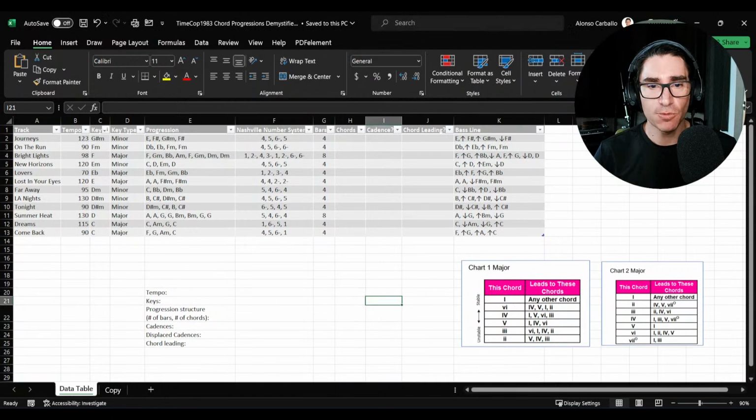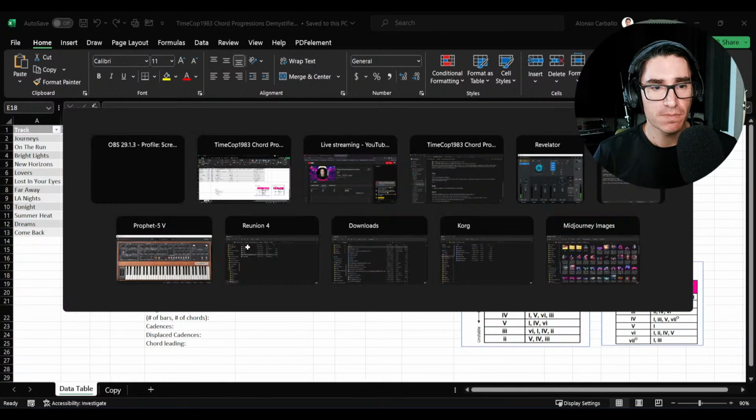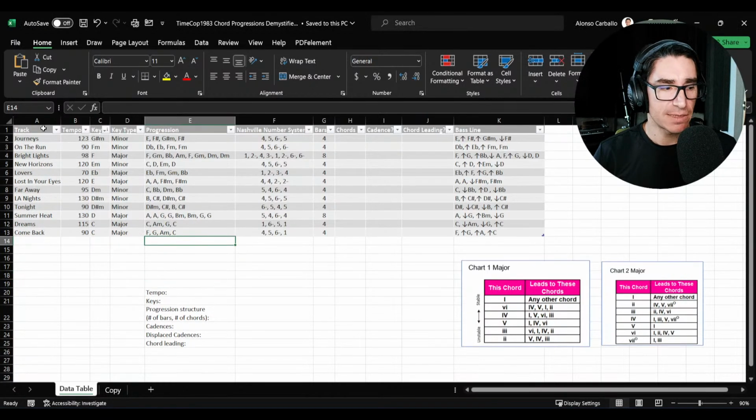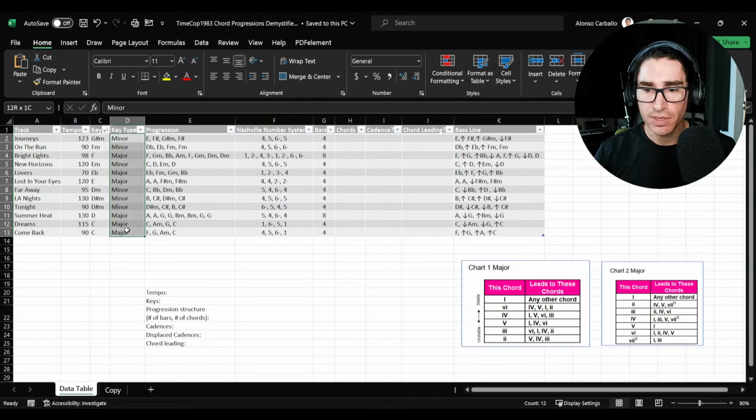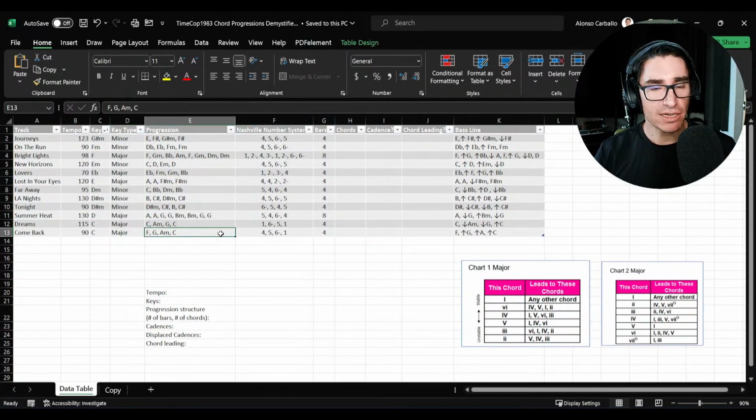Awesome. So this is what we're going to be analyzing or working with today. What you see here in front of you is a simple spreadsheet with a table containing, I think, 12 TimeCop tracks that I just randomly picked from Spotify or YouTube. And I analyzed them and wrote down a few of the musical details, and these are the things that we're going to look into today.